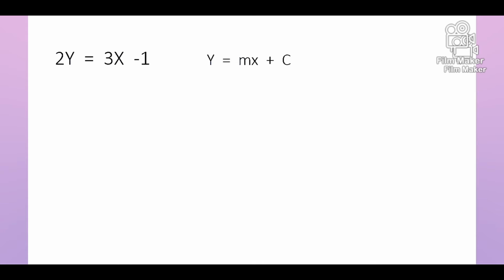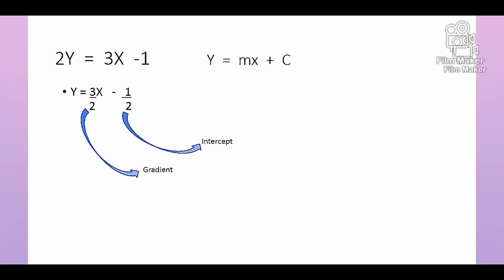So we have 2y equals 3x minus 1. So can we find the gradient and the intercept here? Yes, you can arrange it according to the standard equation, and the gradient here is 3 over 2 and the intercept here is minus 1 over 2. It's very easy, isn't it?